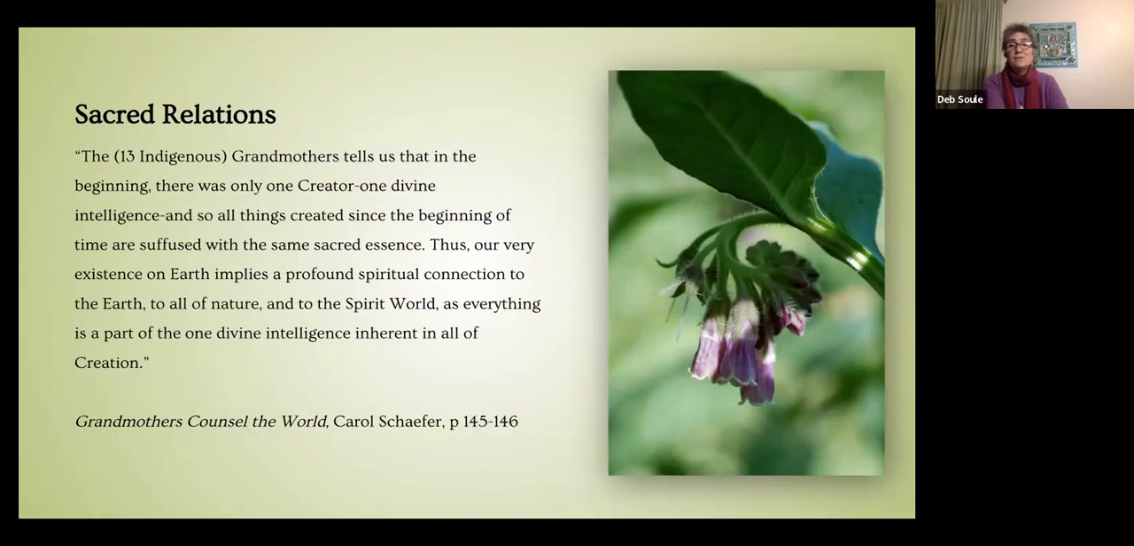And Carol says the 13 Indigenous grandmothers tell us that in the beginning, there was only one creator, one divine intelligence. And so all things created since the beginning of time are suffused with the same sacred essence. Thus, our very existence on earth implies a profound spiritual connection to the earth, to all of nature, and to the spirit world, as everything is a part of the one divine intelligence inherent in all of creation.